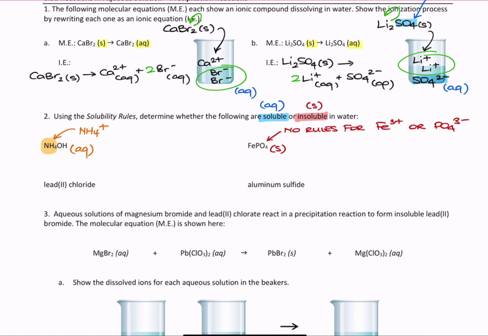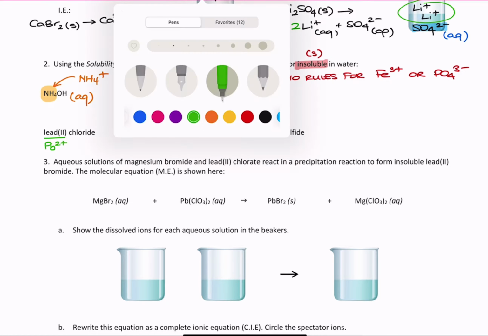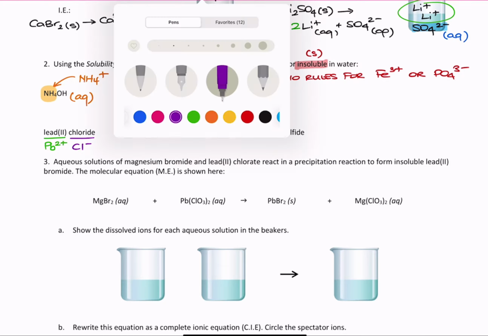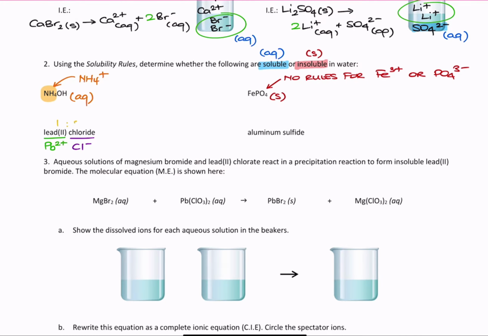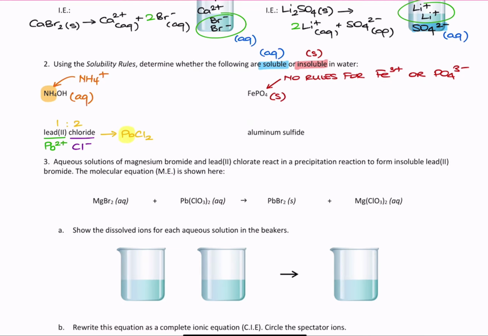Lead 2 chloride. So what is lead 2 chloride? Lead 2 chloride is made of the Pb2 plus ion combined with the Cl minus ion in a 1:2 ratio. Okay, so what we're forming is PbCl2. The presence of the ion Pb2 plus associated with the chloride ion makes it solid. It's one of the exceptions.